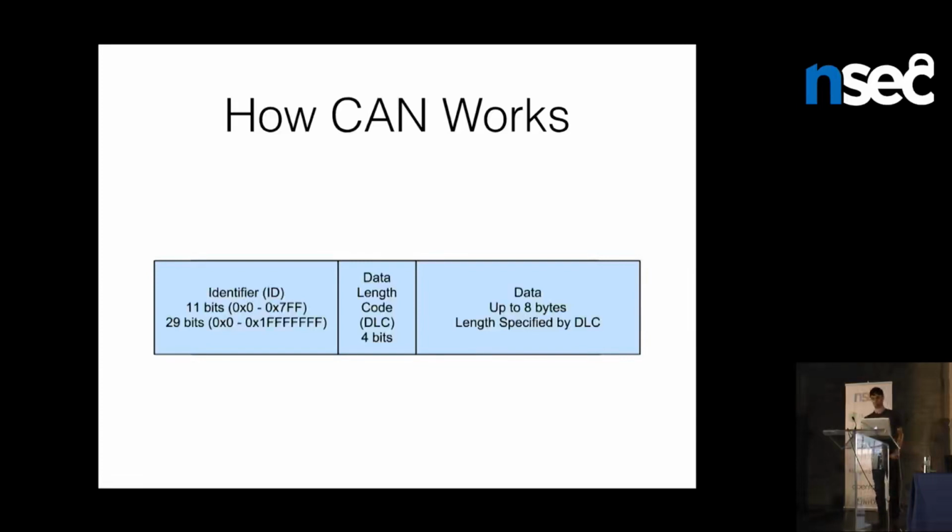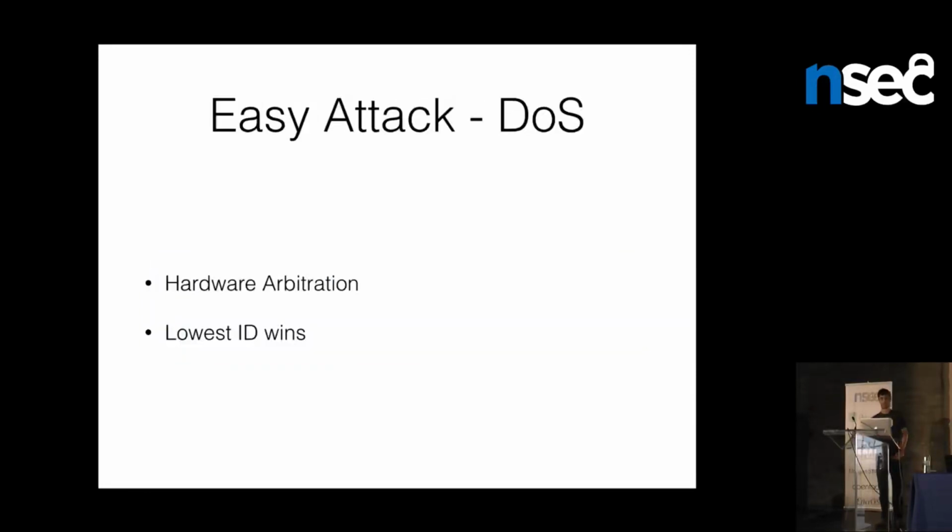Data length code's 4 bits of 0 to 8, and then your data. And that's really all that is on the wire, from a software point of view. It's nice and simple. And this brings us to the first really easy thing that you can do if you're on a CAN bus, which is a denial of service.